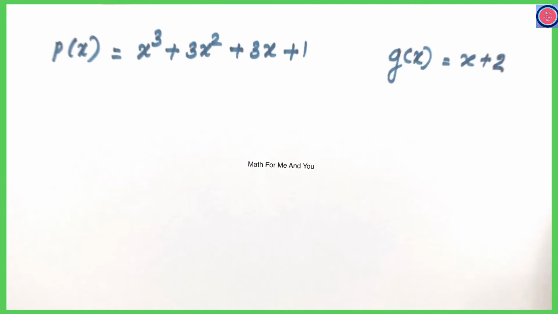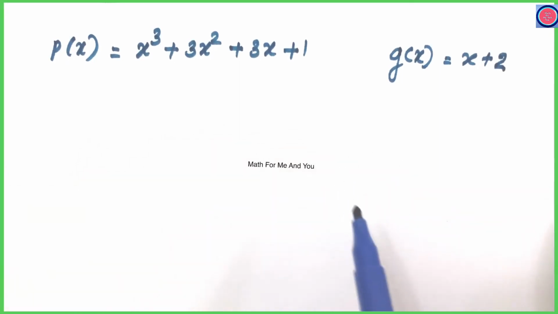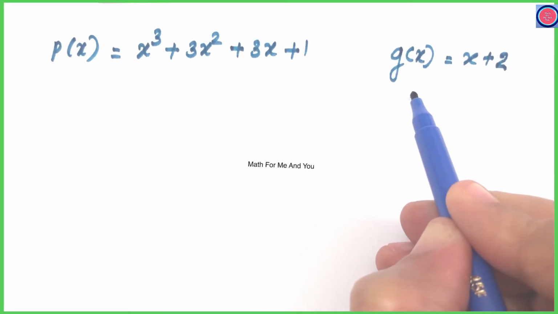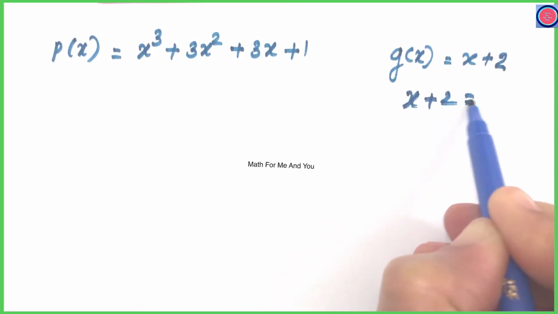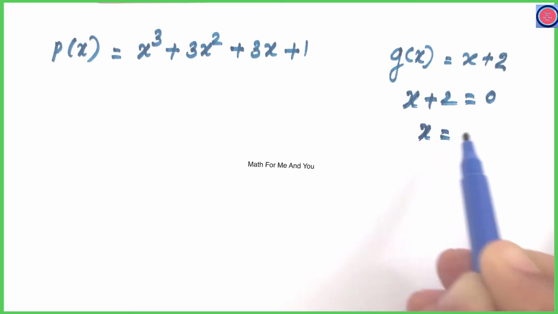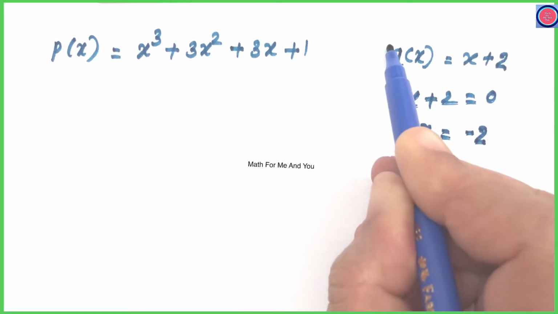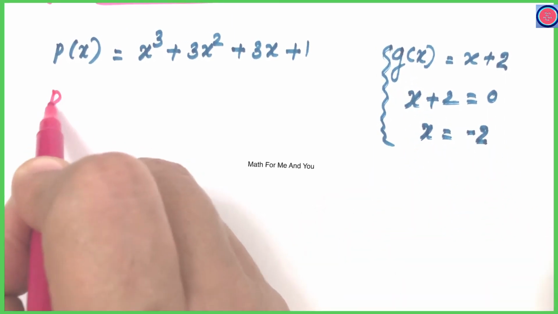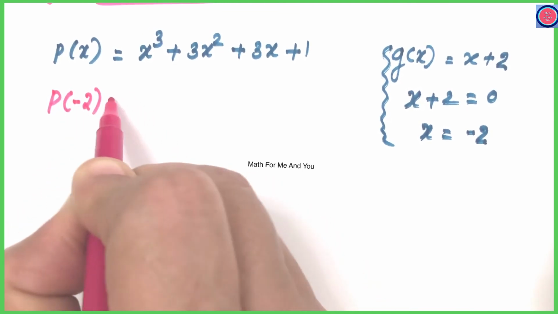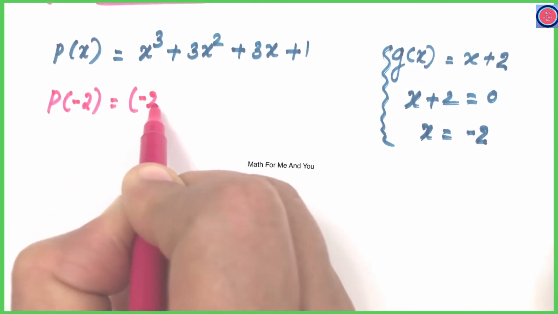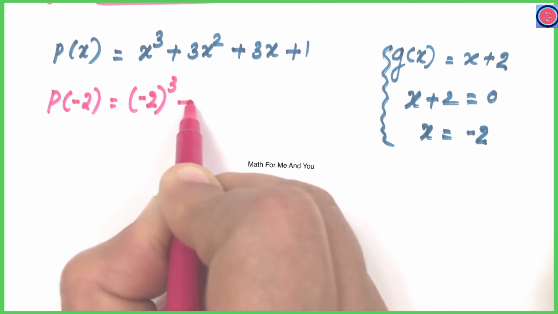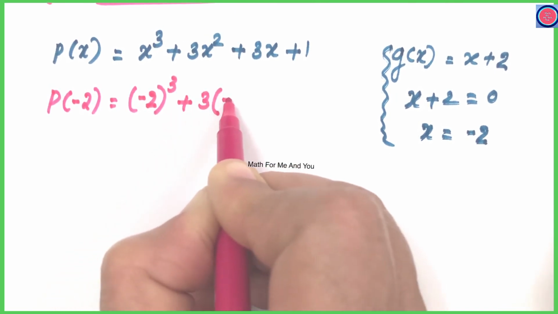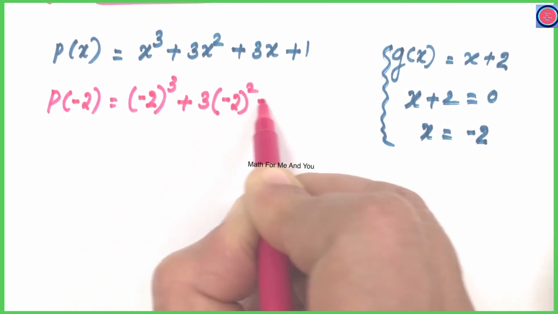Next, the polynomial p of x is x cube plus 3x square plus 3x plus 1 and the corresponding g of x is x plus 2. Here also we have to take g of x and equate to 0. That is x plus 2 equals 0. Then we will get what is x. Here we get x equals minus 2. Substitute this value in p of x. Then we will get p of minus 2. This is equal to minus 2 power 3 plus 3 times minus 2 square plus 3 times minus 2 plus 1.